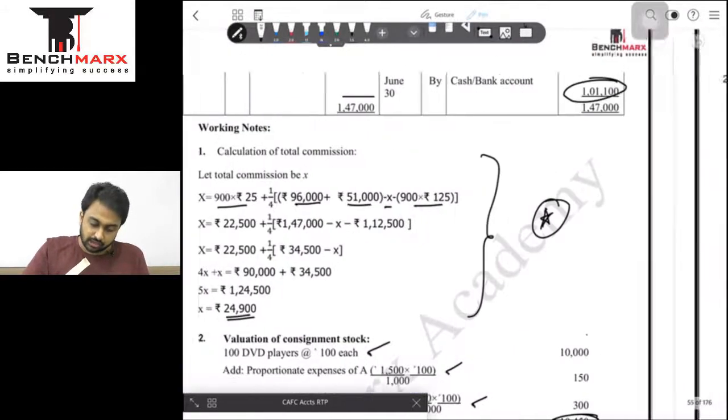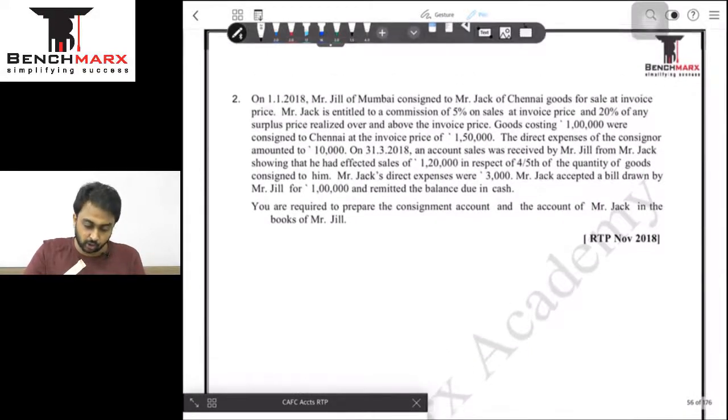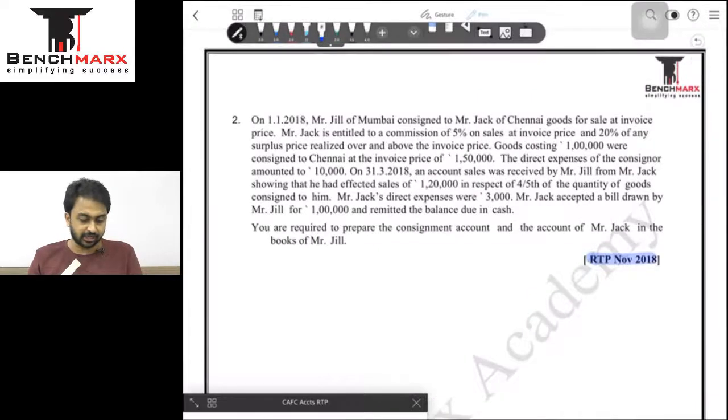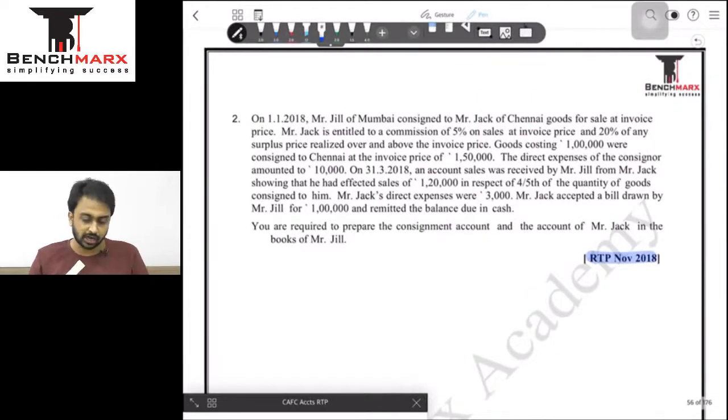We will now start with question number 2, and this pertains to November 18. So let us start. Question number 2 of the RTP, November 2018 on consignment. On 1st Jan, Jill of Mumbai consigned to Mr. Jack. Jill is the consignor, Jack is the consignee of Chennai for sale at invoice price.